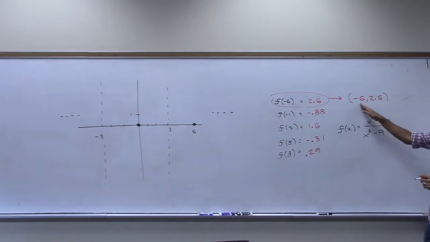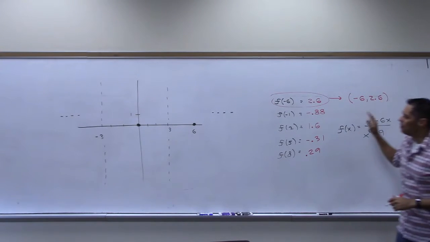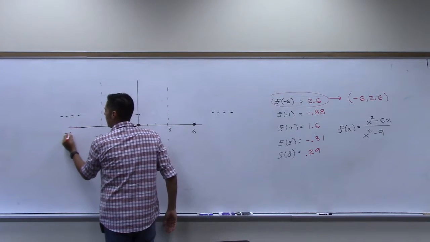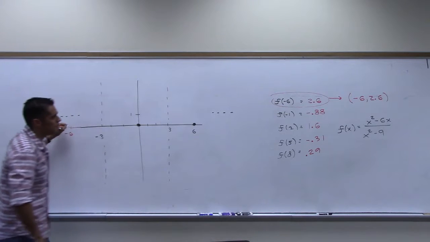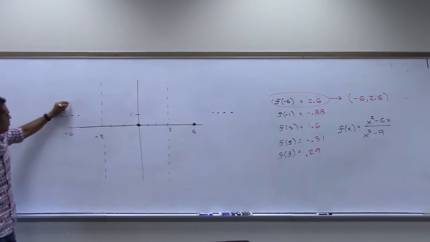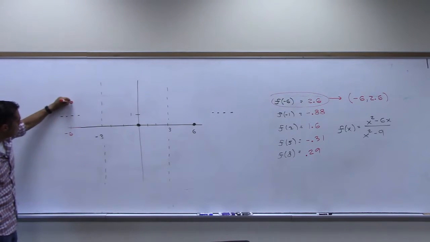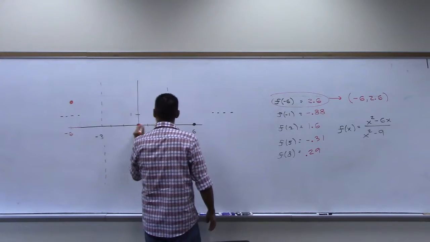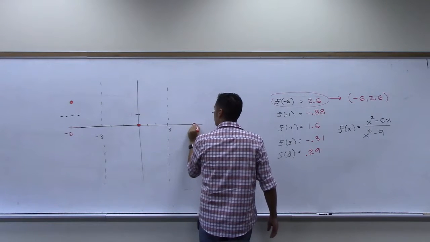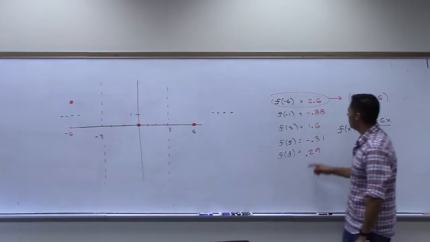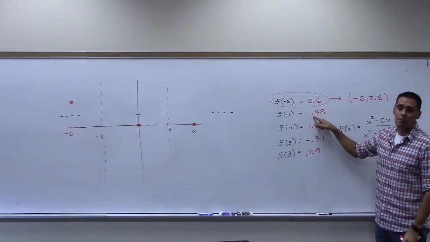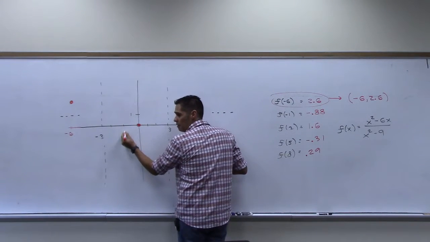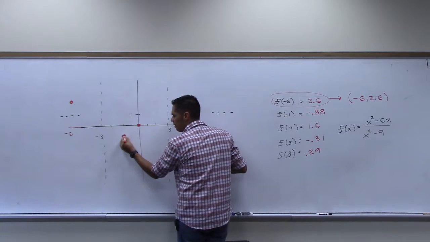It's the x-coordinate and the y-coordinate. So I'm going to go to -6, which is about somewhere around here. And I'm going to go up how much? 2.6, 1, 2.6, somewhere around here. That good? And I think I'll make all my dots red. These are all points on my graph. Okay, and then at -1, I'm at -0.88. So at -1, I'm down a little bit, okay, here.